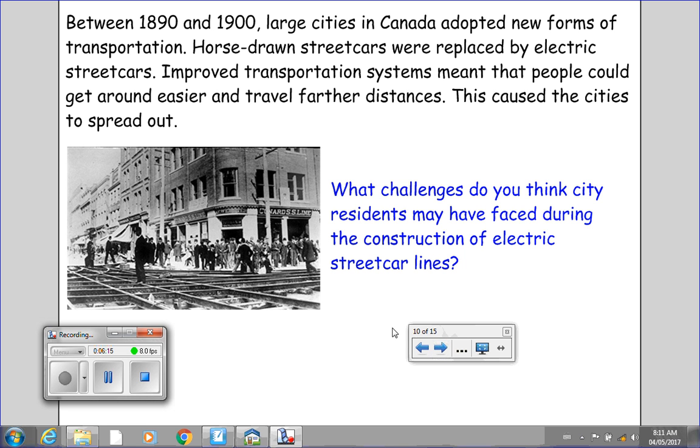Take a look at this image here. Take a look at all the streetcar track being laid down. What challenges do you think city residents may have faced during the construction of electric streetcar lines? Please put the video on pause now so that you can write down your response to this question.